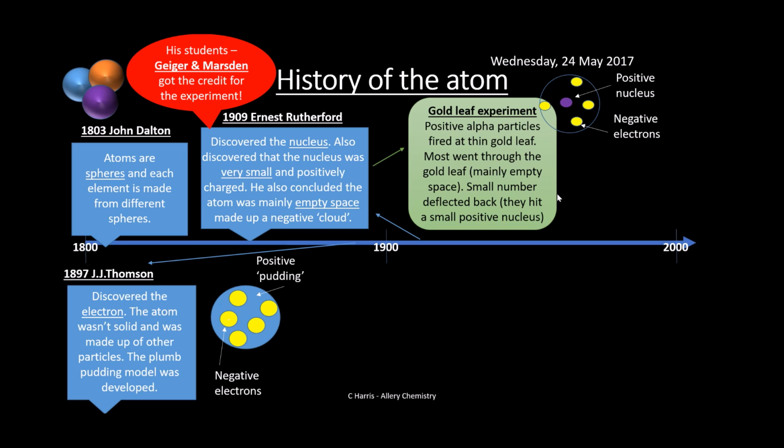But he did the gold leaf experiment, and what he did is he fired alpha particles at a thin bit of gold leaf. Most of them went through the gold leaf, and that basically allowed him to conclude that most of these were empty space. A small number were deflected back.